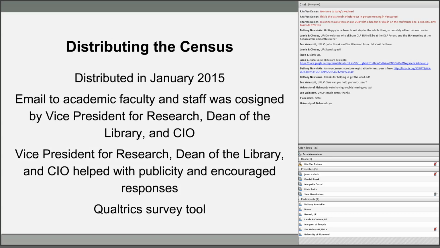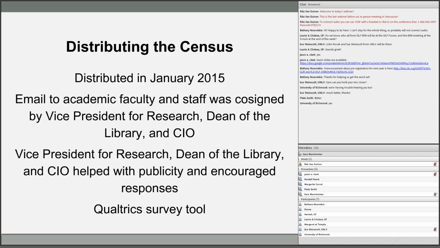The census was distributed in January of this year, and it was sent with an email that was co-signed by our Vice President for Research, the Dean of the Library, and the CIO, important people saying you should fill the survey out. And these three also helped with publicity and helped encourage responses. We have an institutional subscription to Qualtrics, so that helped with our distribution and then later with our analysis.